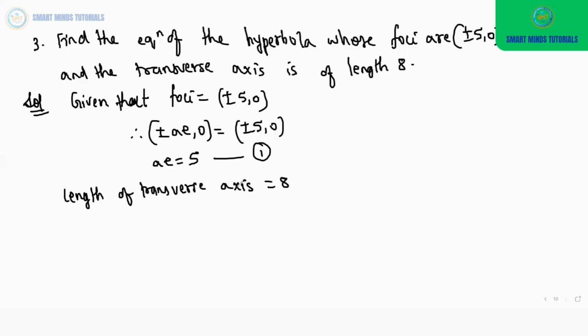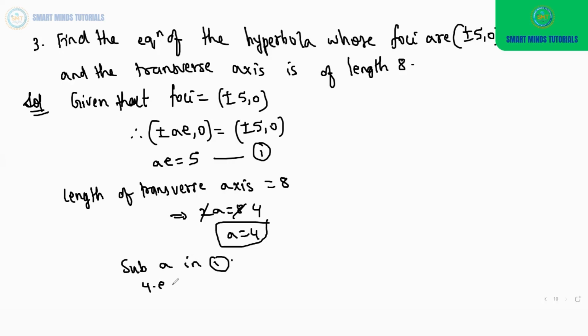So what is the formula for length of transverse axis? 2a is equal to 8. 2 ones are 2, 2 fours are 8. a is equal to 4. Substitute a in the first equation. Substituting a in 1, so 4 into e is equal to 5. So e is equal to 5 by 4.